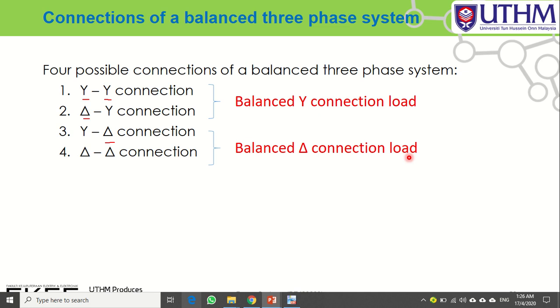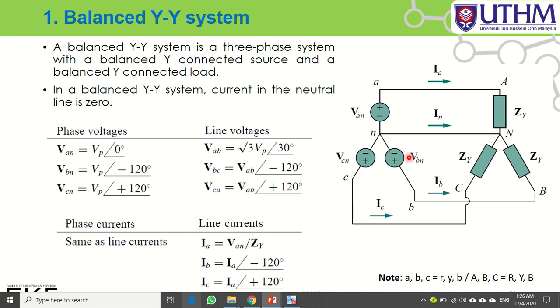So first of all, look at the balanced YY system or star-star system. This is the simple circuit configuration. You have a source in Y connected and then you have a load in Y connected. So in this case, we have A, B and C phase. Don't confuse, even we use ABC or RYB, still we have a three phase. ABC or RYB, same phase.